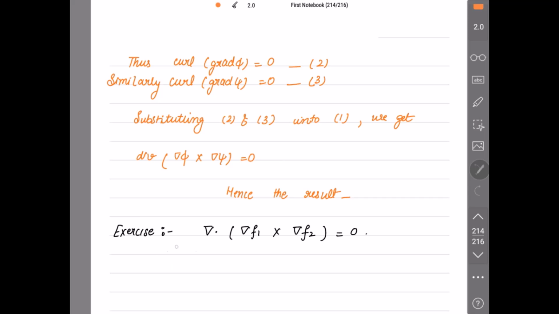This is an exercise for you. You just have to practice the same thing, the same solution. So del dot of del f1 cross del f2 is equal to 0. These two are your vectors. Take them as either u vector or v vector, practice it, and find its divergence, which comes out to be equal to 0, right?